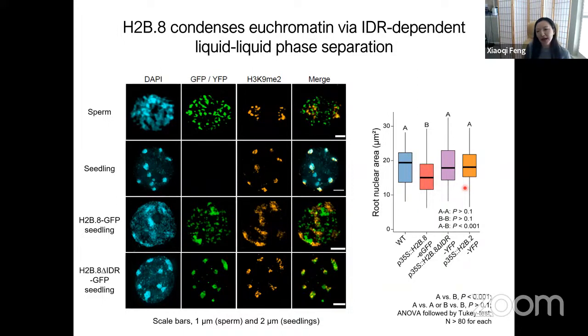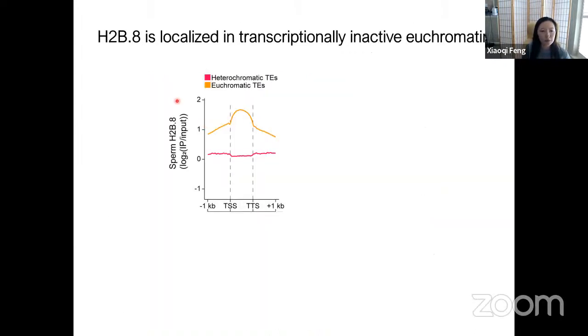And indeed, I'm not showing you here, but we found H2B.8 undergoes phase separation in vitro and in vivo, and both require the presence of the IDR. So next, we really wanted to know what are these foci that are condensed and aggregated by H2B.8. So to do this, we performed H2B.8 ChIP-seq in sperm.